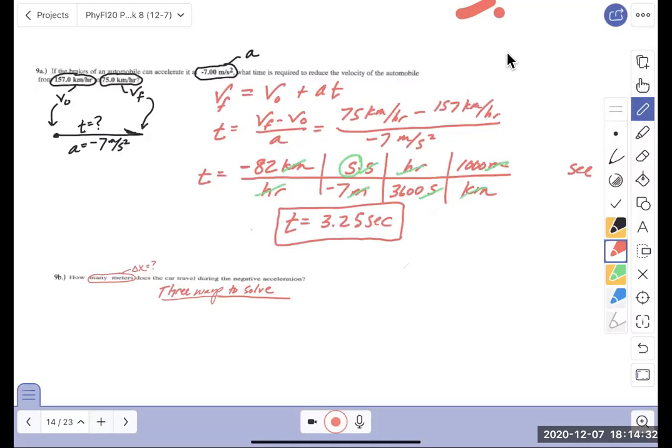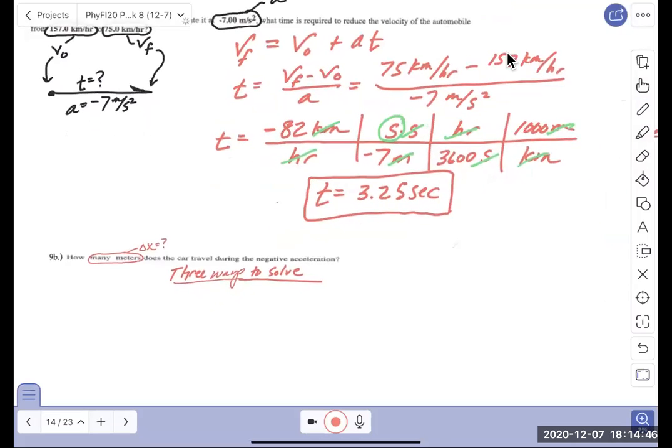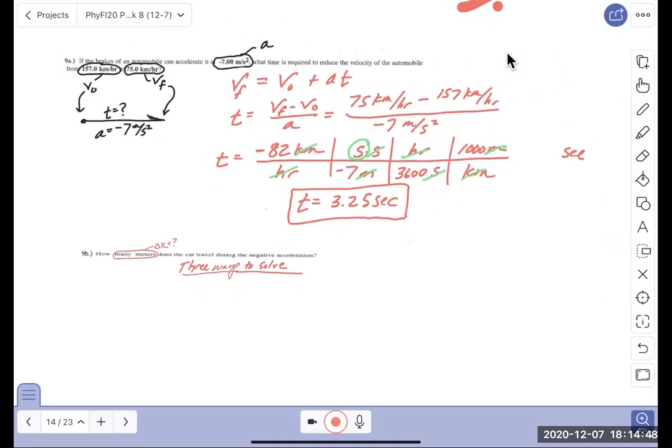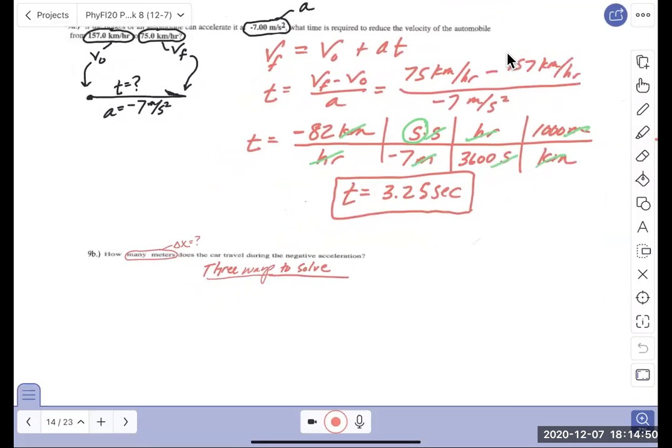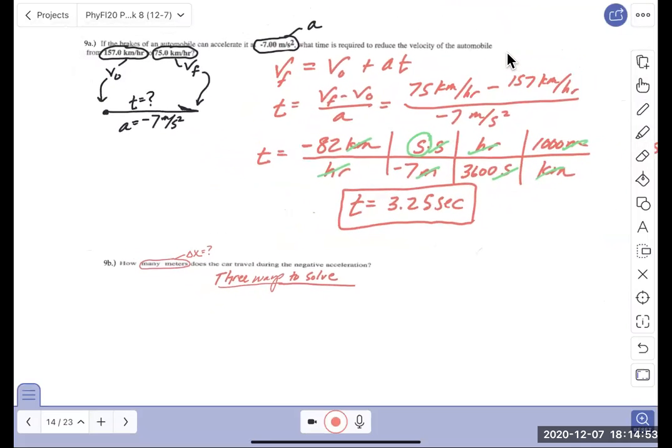Now we get down to 9B, and it says, how many meters does the car travel during this negative acceleration? There are 3 ways to do this. One way is probably the one most students do, and that is to plug into the second orange, and that'll solve it, nothing wrong with it. But let's look at these 3 ways, and you pick the one you like best.